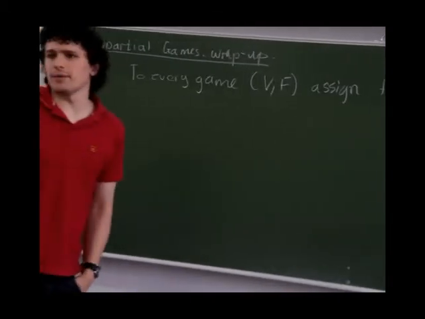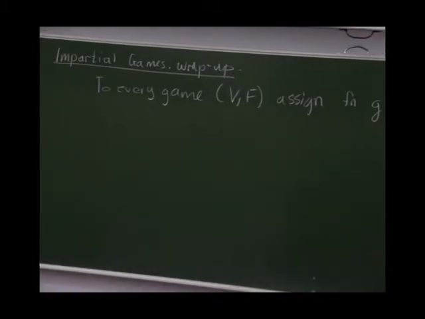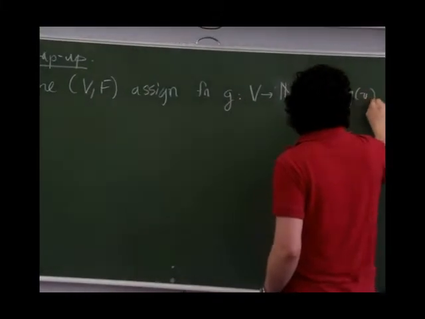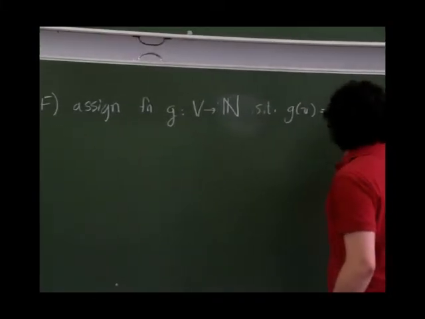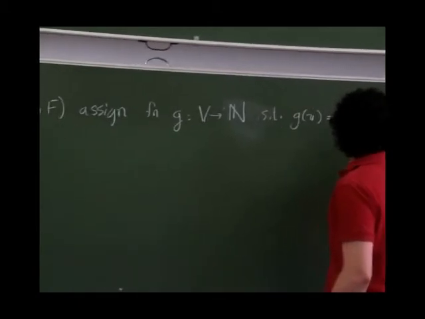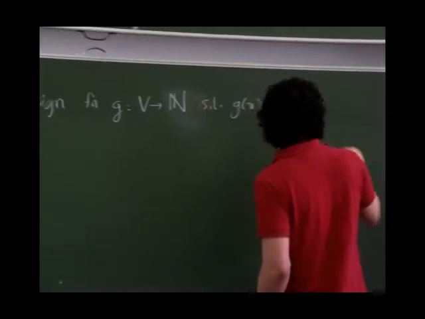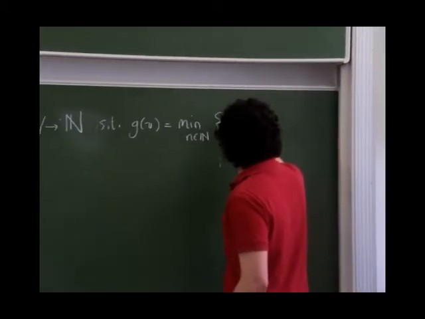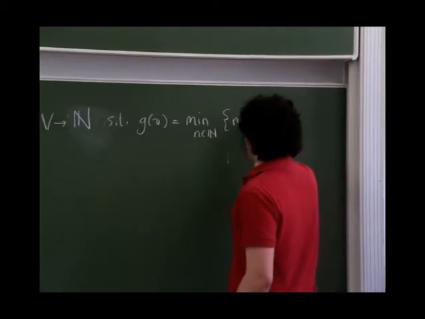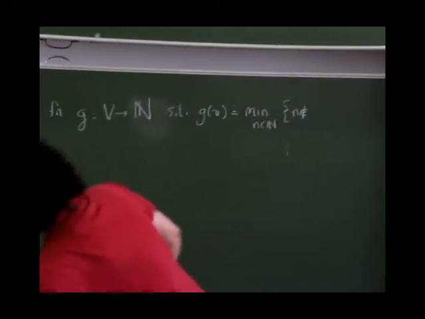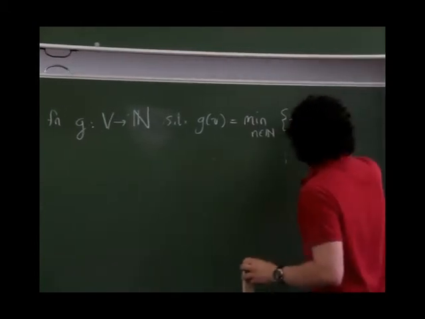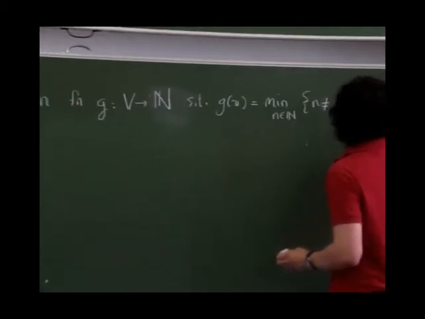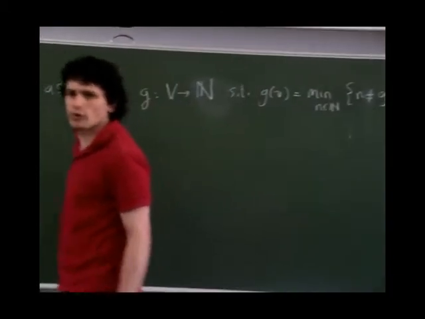We've all assigned it to a couple of different games. Basically, it was just in such a way that g at any vertex v is the minimum number n in the naturals such that n is not equal to g of w for all w in f of v. So that's the formal way to write what we all know what to do.